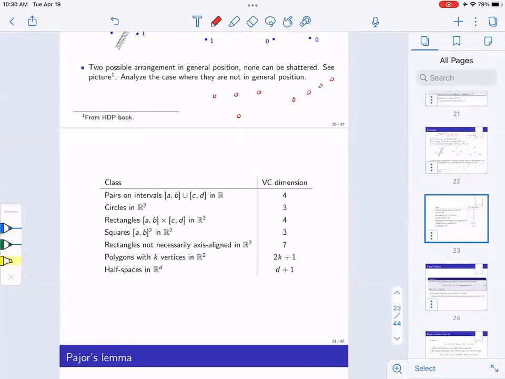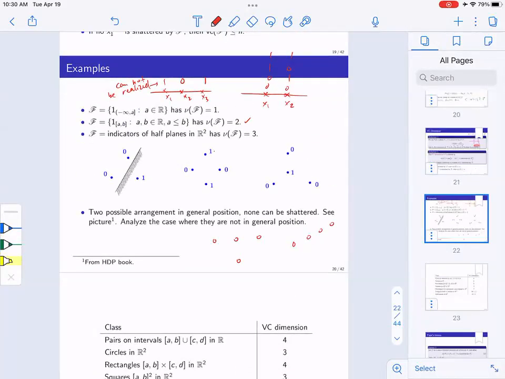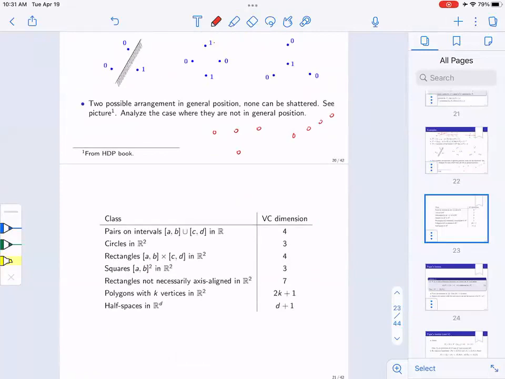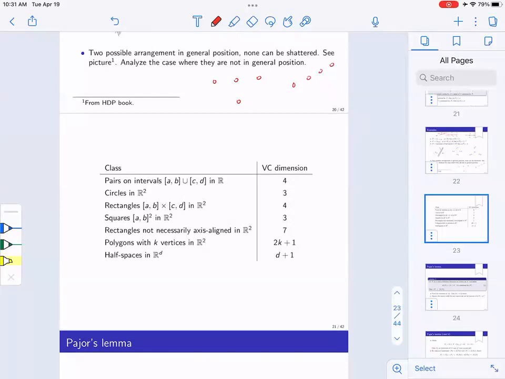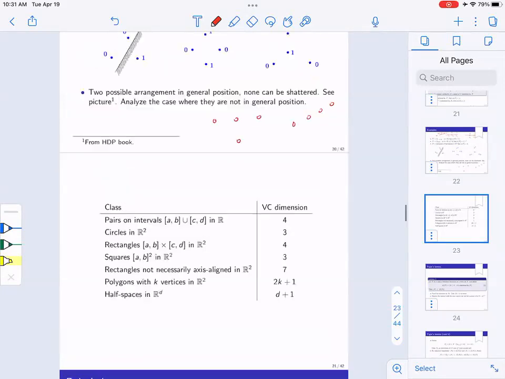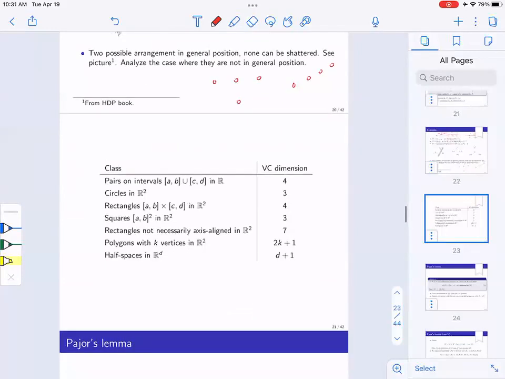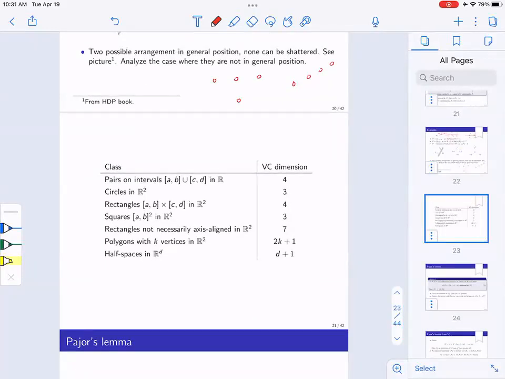So here are some more examples you can do as an exercise. Pairs of intervals: the VC dimension would be four. If I have a pair, I can realize this as well, so I go to three, and even more, I can go to four. Circles in R2 is three, axis-aligned rectangles is four, squares is three, and rectangles that are not axis aligned is seven. Polygons with k vertices is 2k plus 1, half-spaces in R^d is d plus 1. This was an example. So half-spaces in R^2 is 2 plus 1. And there are examples where the VC dimension is infinite: the set of all convex polygons, where the number of vertices is not controlled, is infinite.